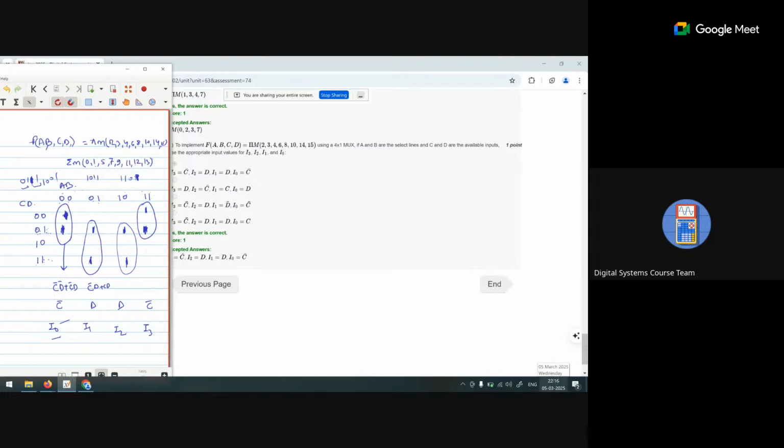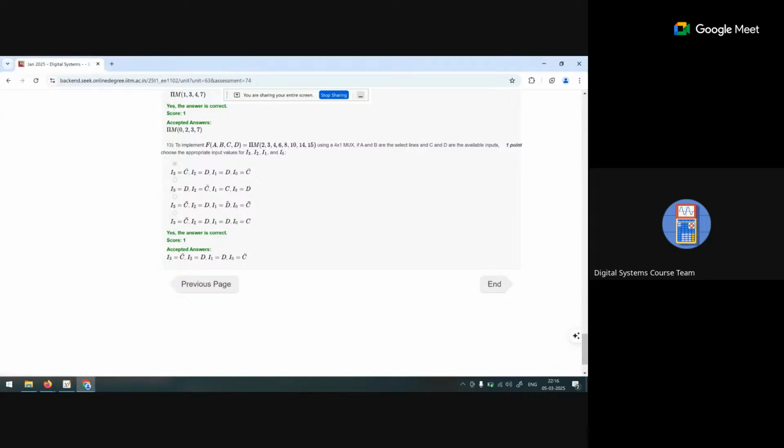Okay, I0 is C bar. The first and third option. Then I1 is D. I1 is D and D bar, so 1, D. First option is correct. Yes, I got it. Thank you, sir.